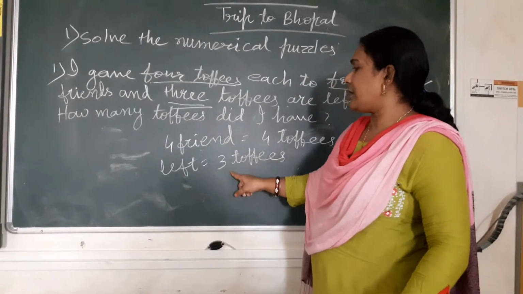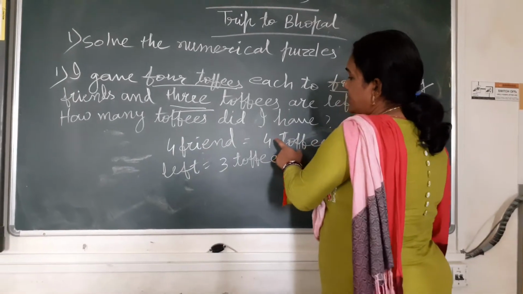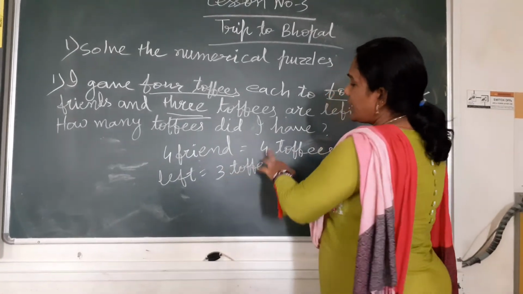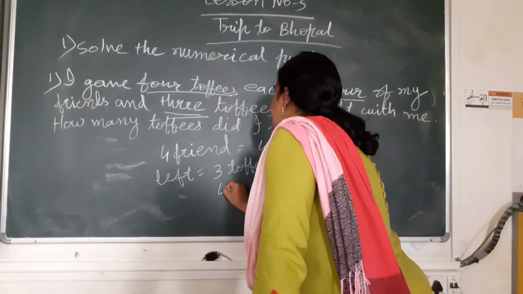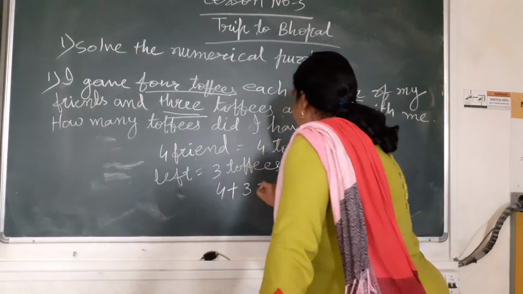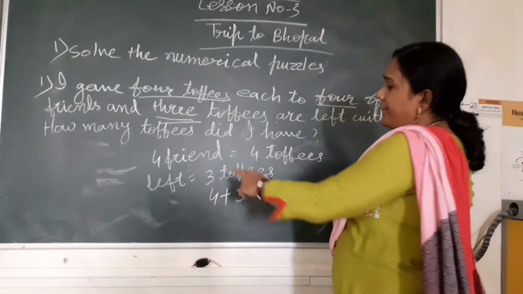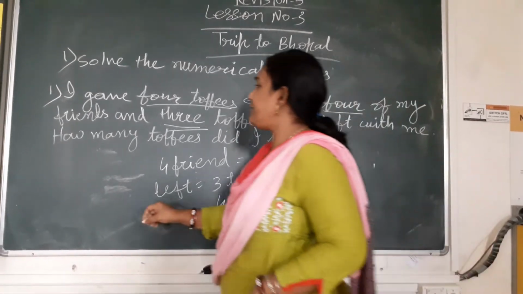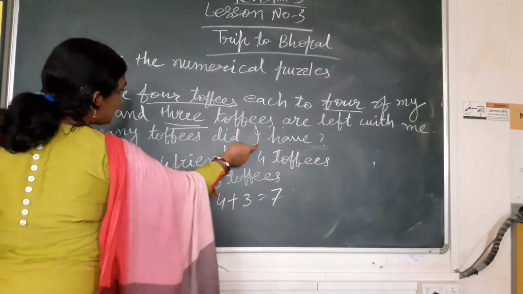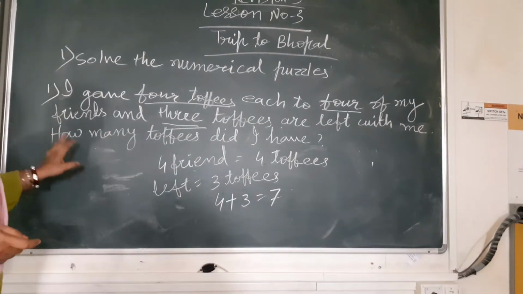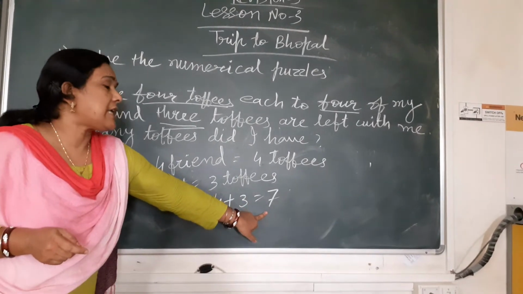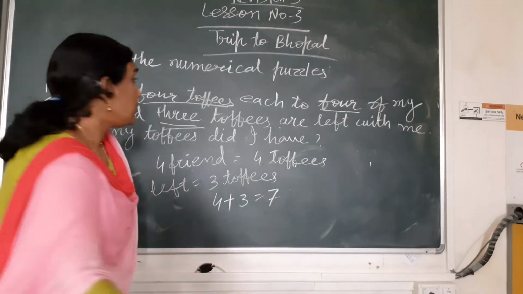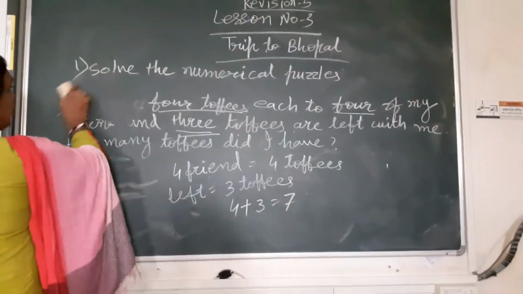This 4 plus 3. 4 friends got 4 toffees, and here 3 toffees. If we add these two, 4 plus 3, 7. So he was having a total of 7 toffees with him. Okay. So at the end, we can write: how many toffees did I have? He was having 7 toffees. Okay. Now, another question I will explain.